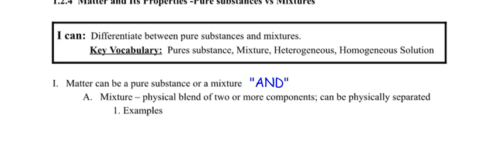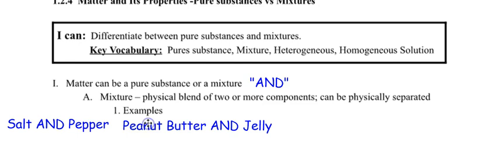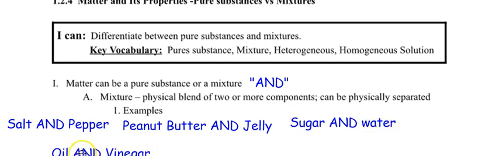So for example, we have salt and pepper. We have peanut butter and jelly. Maybe a little bit more difficult to separate unless it slides right off the peanut butter, but oh well. All right, how about another one? Sugar and water. How are you going to do that? You evaporate the water, you got your sugar back, right? Oil and vinegar. They don't mix. You just pour off the top layer, which is your oil, and now you separate them, all right?